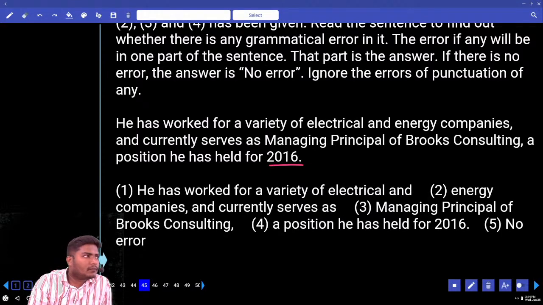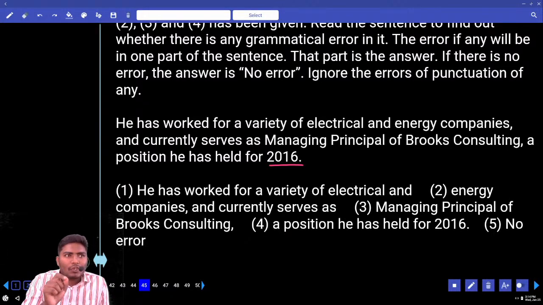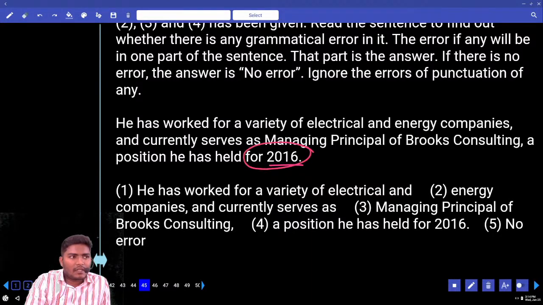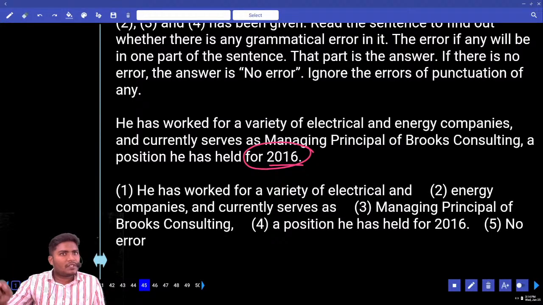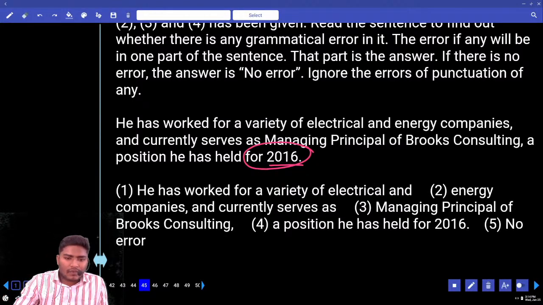What is this? That is a year, whatever the year it is. Tell me whether it is point of time or period of time. 2016 is point of time or period of time? Point of time. You already know it, right? Tell me the error. For 2016, since 2016. I have been preparing for banking for 2016 or since 2016. So we have got one error. We cannot use for.